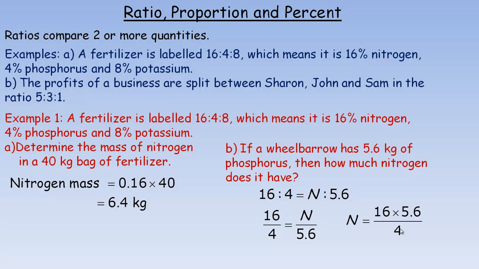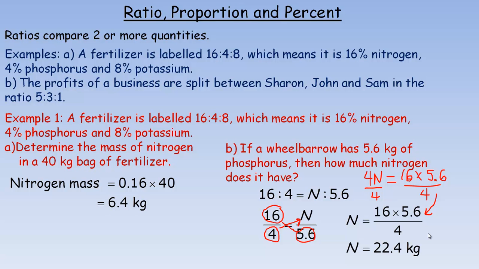Actually, you will see some people solve this slightly differently. To do the cross multiplying, they multiply this by this. So that would be 4n. And that would equal the product on this diagonal, the 16 and the 5.6 here. I want to show you that this is exactly the same as what I wrote a moment ago. To isolate the n, we would divide out the 4. If you do that, notice it's exactly the same calculation. So if you evaluate that, you will get 22.4 kilograms.